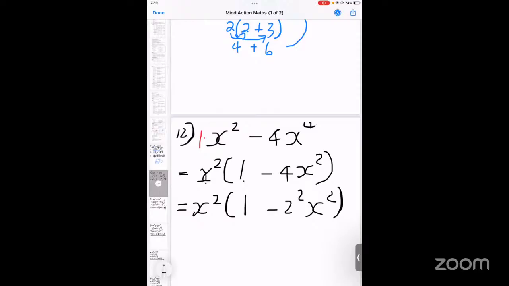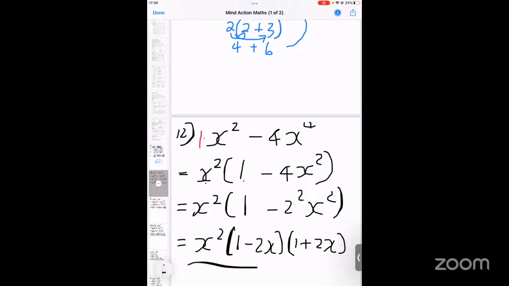And the final answer is going to be x squared, bracket, 1 minus 2x, close bracket, open bracket, 1 plus 2x. This is it. Can you see how you had to work it out, and did you notice your mistake, Gracie? Yes, sir. Okay, then it's fine.